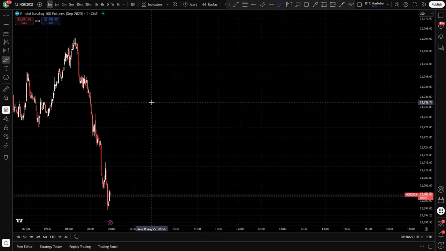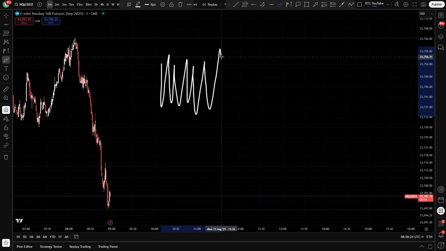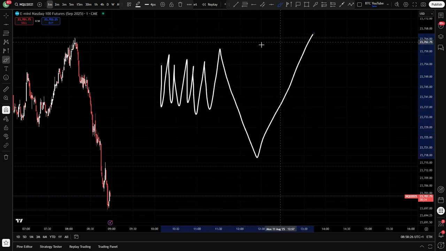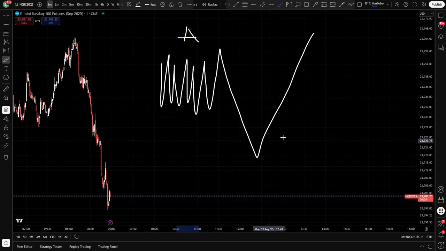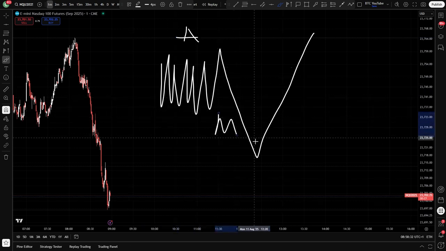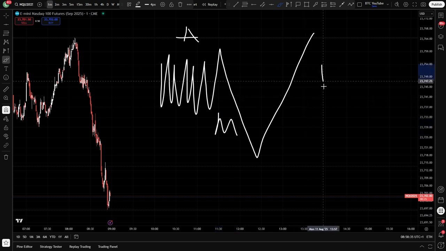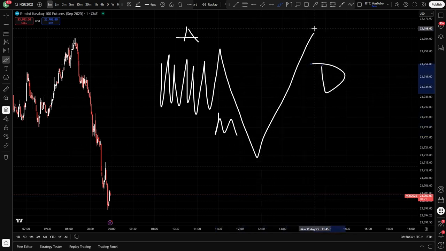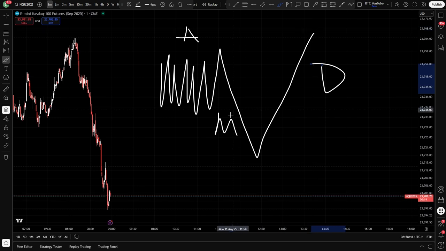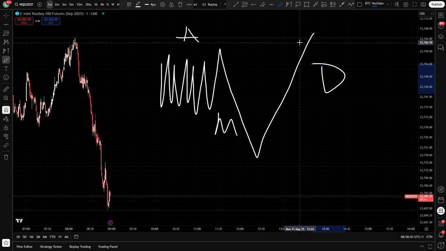So basically, the strategy is very simple. It's accumulation, manipulation, distribution. Accumulation is when the market's going sideways like this. Manipulation is where you come down and sweep a level of liquidity. And then distribution, where once your liquidity is swept, you're looking to get back in as the price goes back in the original direction like this, and usually continues to the upside as we are near all-time highs for NQ.